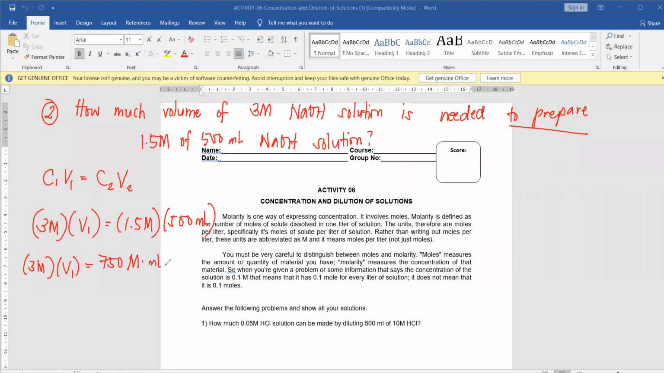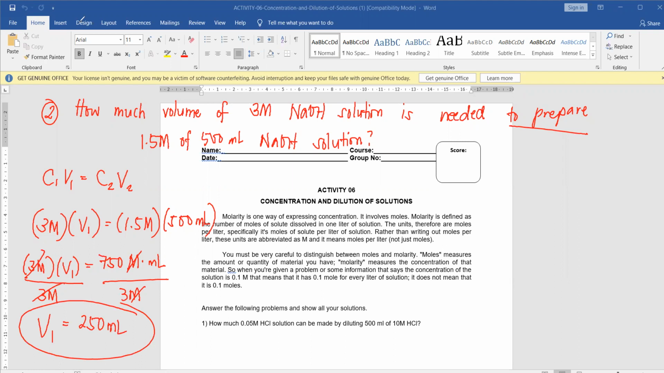So simple mathematics, let's just multiply 3M syempre times the V1 equals 1.5 times 500 is 750 M times ml. And then we need to isolate the V1. So let's divide both sides by the 3M. Cancel the 3M there. Cancel the molarity or the molar on the right side. You will be left with the V1 here. So 750 divided by 3 is 250 ml. Again, that is 250 ml. So that's how you do class A dilution na computation.